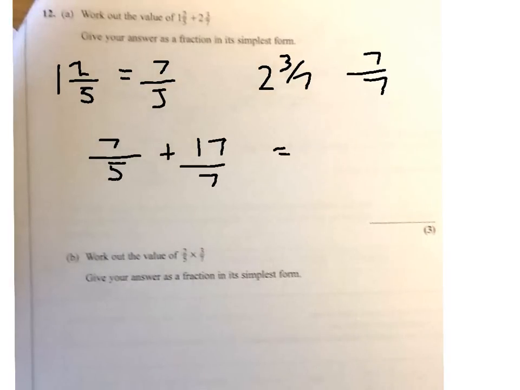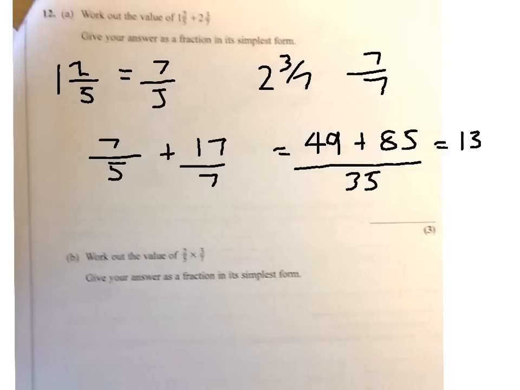Now I like to use the cross multiplying method. So 7 7s are 49, plus 17 times 5 is 85, all over 35. Now, so 49 and 85, that's 134 over 35.